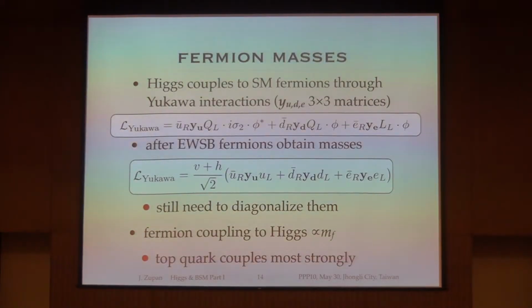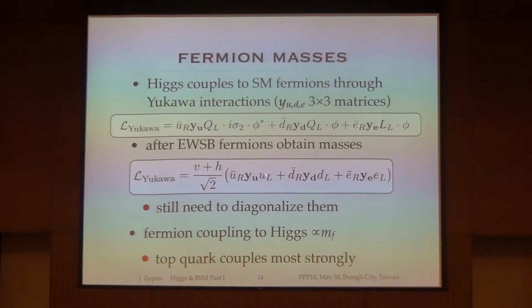Okay, now how do you get the fermion masses? The Higgs couples to the standard model fermions through Yukawa interactions. The left-handed fermion fields are doublets. The right-handed ones are singlets. There are the 3x3 Yukawa interactions, and then you couple to the Higgs. These are for the leptons, the down quarks, and the up quarks. After electroweak symmetry breaking, these terms give you the masses. I also kept the Higgs.